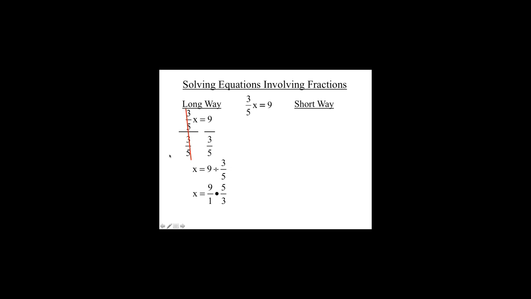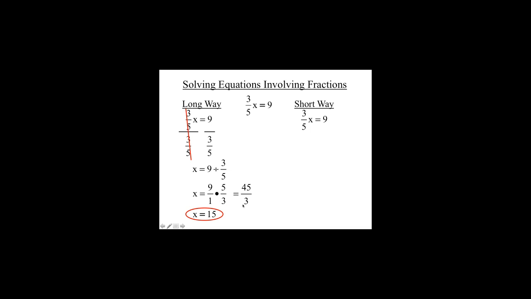Now you can cross cancel, which I would suggest, the 3 and the 9. 3 goes into 3 once. 3 goes into 9 three times. And 3 times 5 is 15. X is equal to 15. Now, like I said, this is very long and takes more work, so it's worth it for you to learn the shortcut.